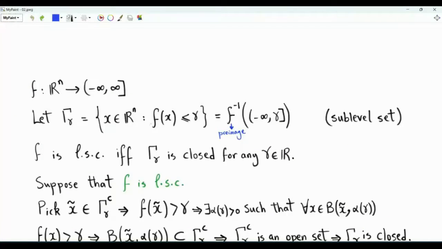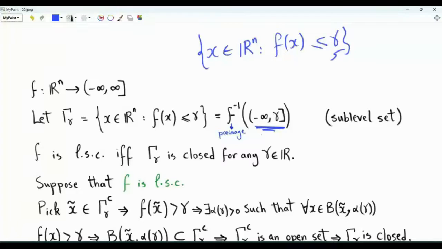Let's now study another characterization of a lower semi-continuous function. And this characterization is concerned with the sub-level sets of the function. So we are here interested in the set of x values in the n-dimensional space such that f of x is less than or equal to small gamma for some specified gamma. This set, denoted by big gamma with subscript small gamma, is the pre-image of the interval from minus infinity to gamma. It's the set of points in the n-dimensional space that satisfy this inequality, f of x less than or equal to gamma. The value of the function is gamma or less.